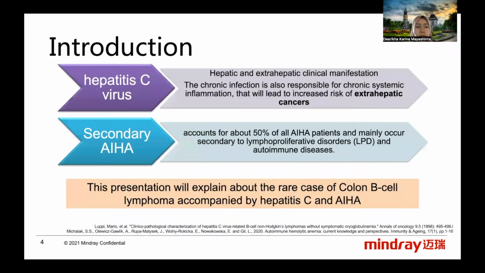Clinical manifestations of hepatitis C virus include hepatic and extrahepatic disorders. In addition to liver disorder, hepatitis C virus is also associated with extrahepatic immune manifestations and B-cell NHL, especially B-cell lymphoma. Secondary autoimmune hemolytic anemia accounts for about 50% of all autoimmune hemolytic anemia patients and mainly occurs secondary to LPD and autoimmune disease. This presentation will explain a rare case of colon B-cell lymphoma accompanied by hepatitis C and autoimmune hemolytic anemia.